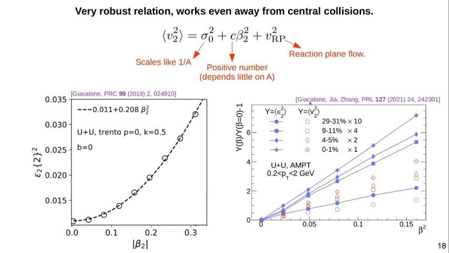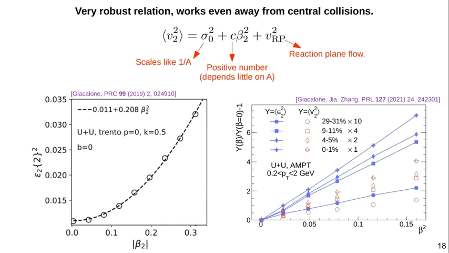And in fact, these extend as well to higher centralities, meaning that you can just add in the reaction plane flow. This is just a shift, basically, but this is still a quadratic dependence on beta 2. And this is what is observed at RHIC, essentially.